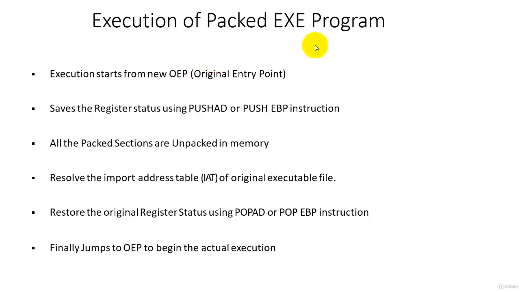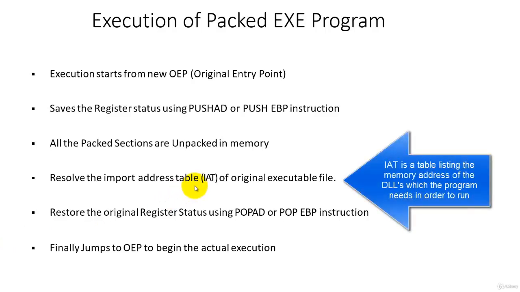The execution of a packed program is like this. Execution will start from the new OEP, which is the OEP of the stub or the unpacker, and then it will push the EBP and some of the registers to the stack. Then all the packed sections are unpacked in memory. Then it will resolve the import address table, or IAT, of the original executable file. IAT is the list of dynamic link libraries which is being used by the program.